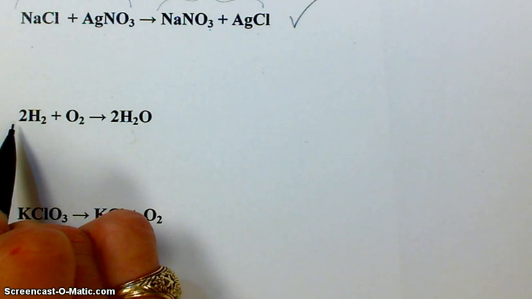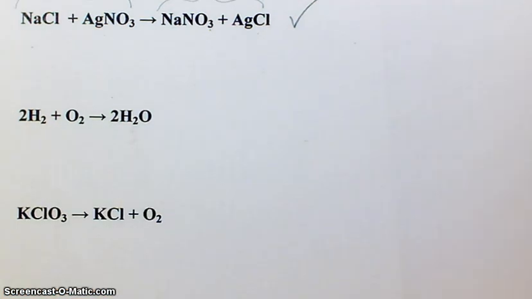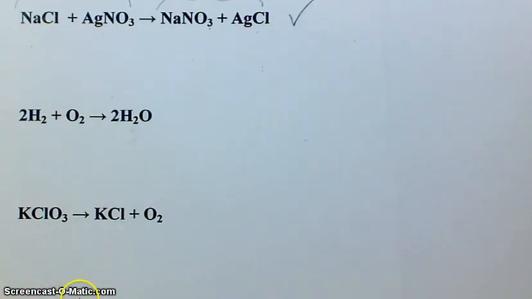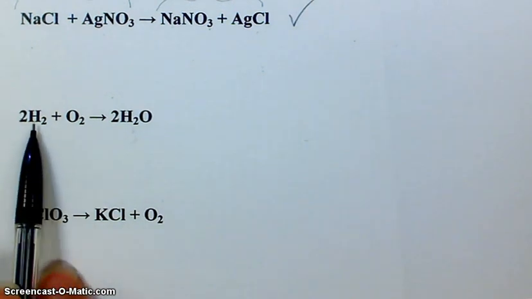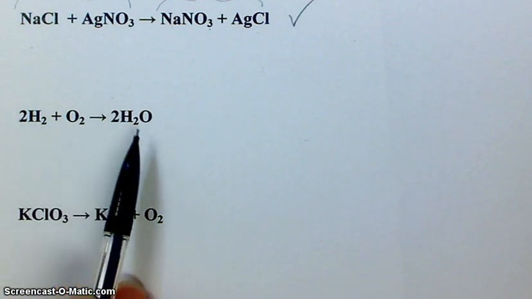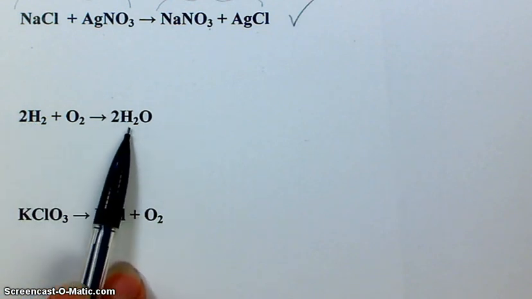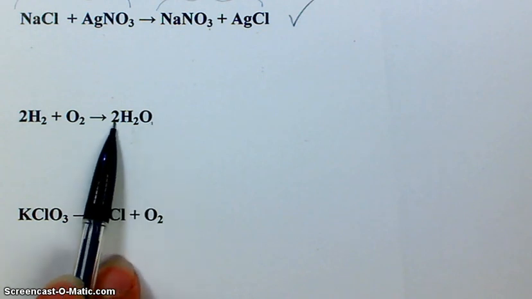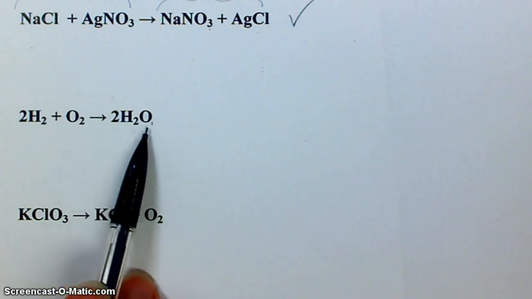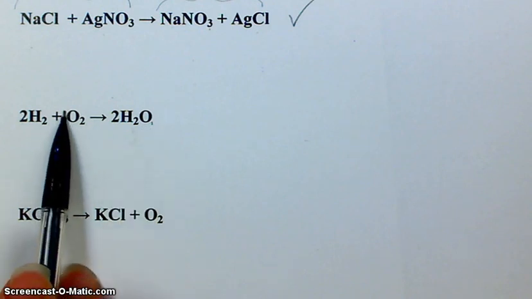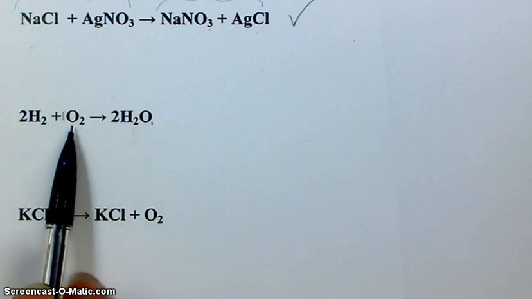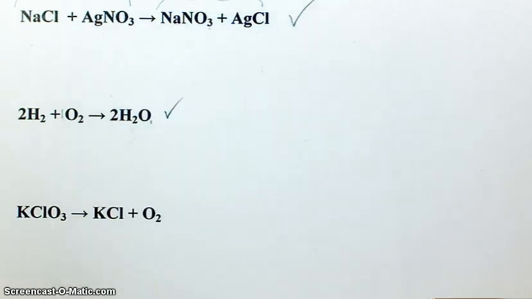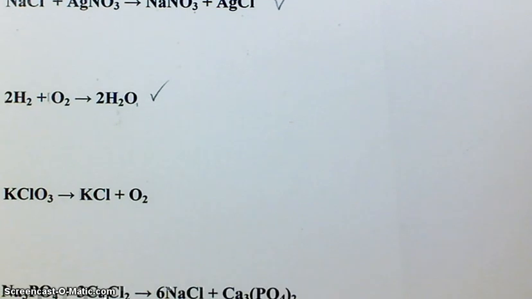Down here, I have 2 molecules of hydrogen and 1 molecule of oxygen producing 2 molecules of water. All right, I've got 2 times 2 hydrogen. I've got 4 hydrogen on the reactant side. 2 times 2. 4 hydrogen on the product side. There's a subscript of 1 on this oxygen. 1 times a coefficient of 2. I have a total of 2 oxygens on the product side. And a coefficient of 1 times a subscript of 2. I have 2 oxygens on the reactant side as well. So this one is also balanced, and it follows the law of conservation of mass.